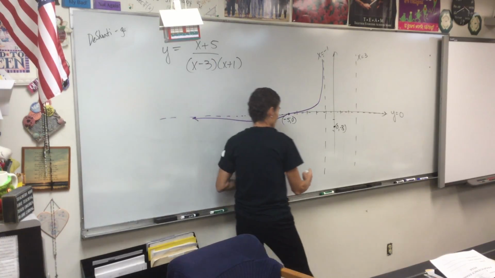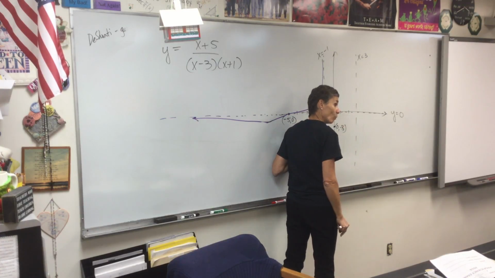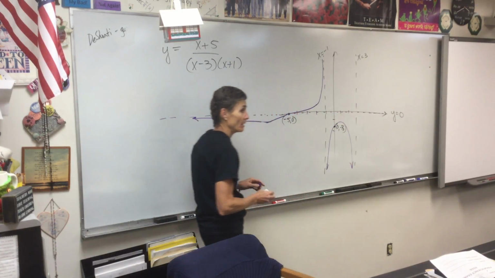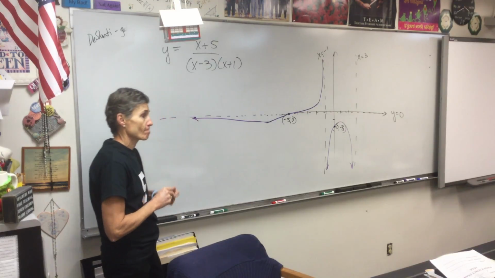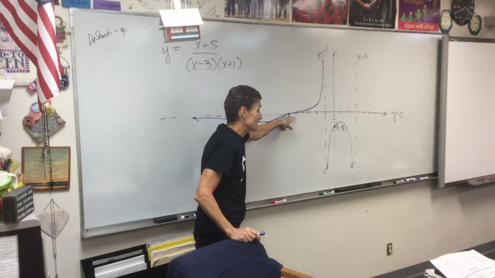Well, if it were a cubing function, what would have to happen right here? I'd have to have a point, and I don't have one. So therefore, it has to be some kind of a parabola. It can't cross the x-axis except here.